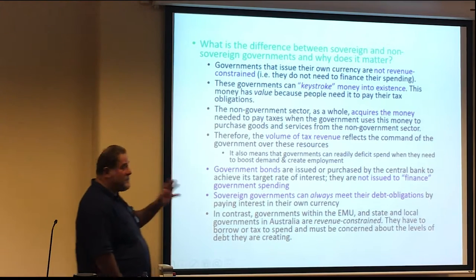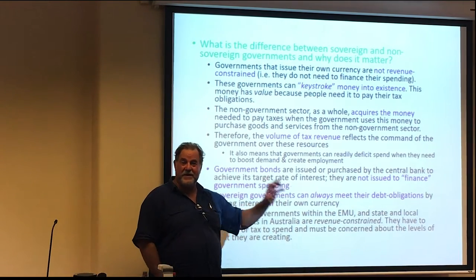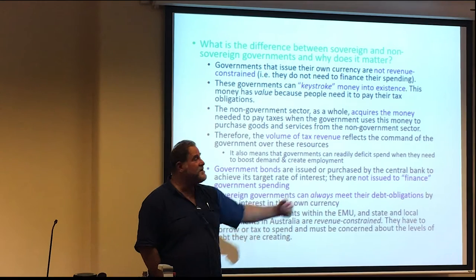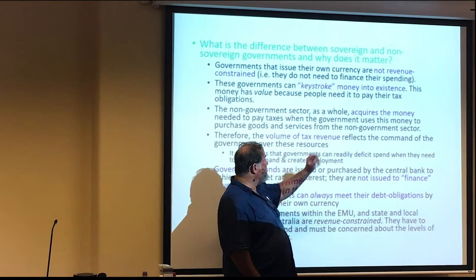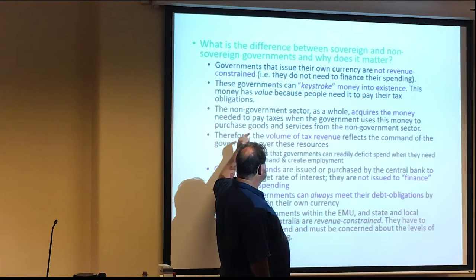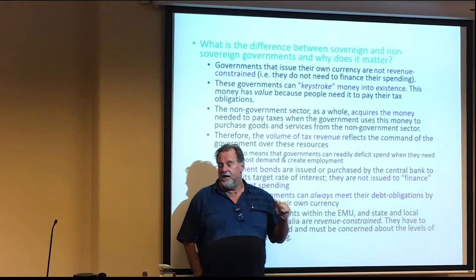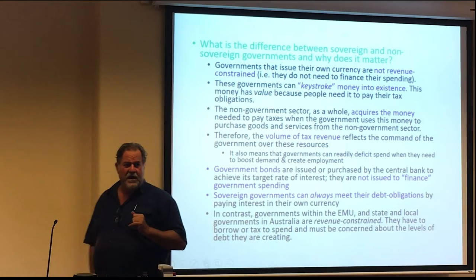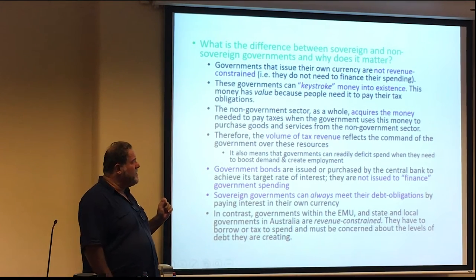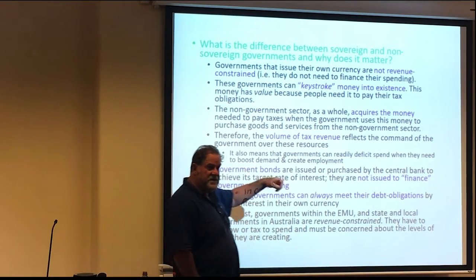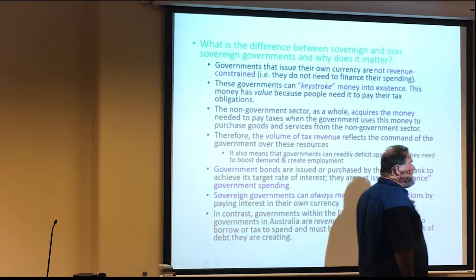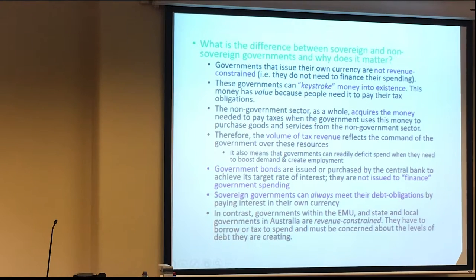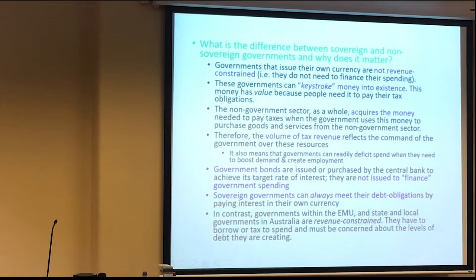And that raises the next obvious question, well, how do people acquire the money in the first place to pay their tax obligations? And the answer to that is, the government makes that money available when they use it to purchase goods and services from the non-government sector. Now, that's why the overall level of tax revenue is important in an economy, because it explains the degree of disposition the government has over the goods and services produced by the non-government sector.